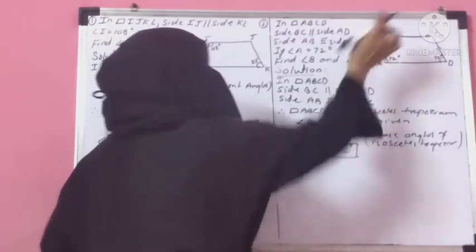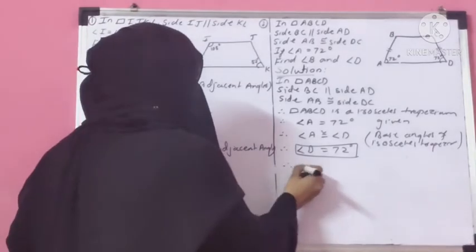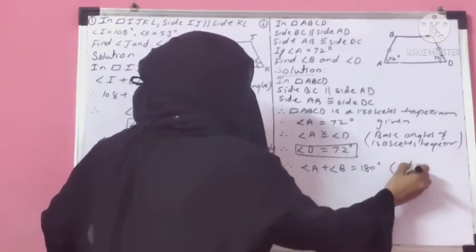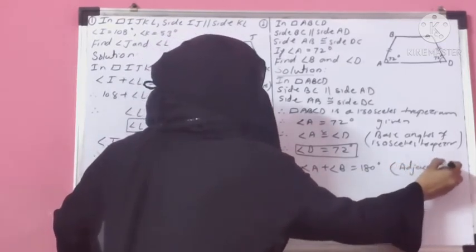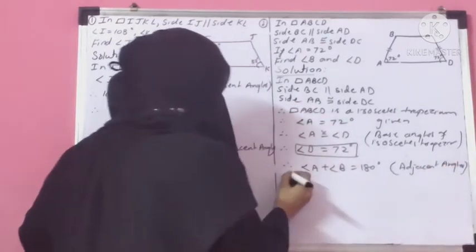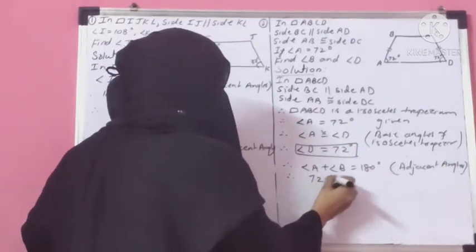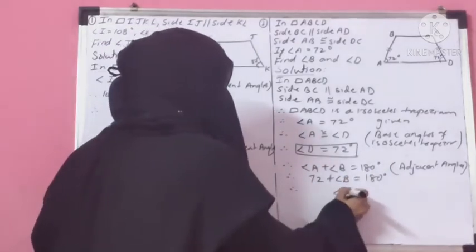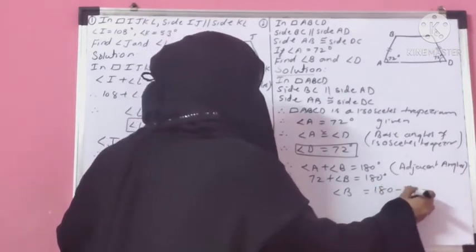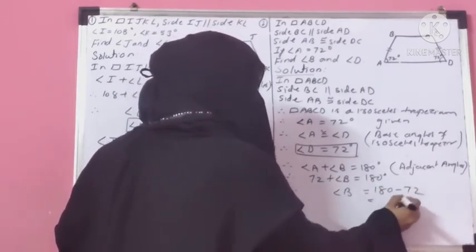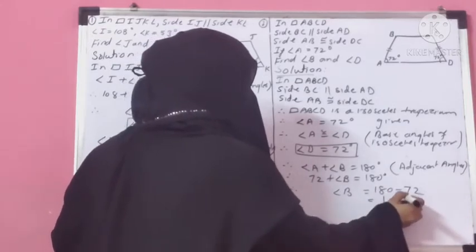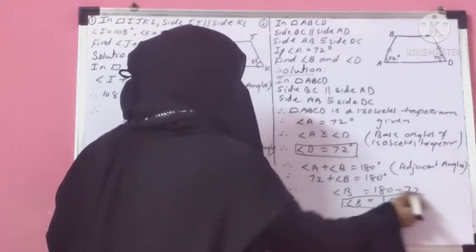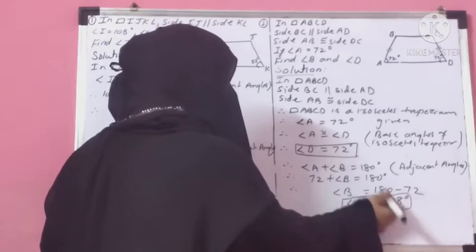The next is angle B. A and B are adjacent angles. So angle A plus angle B is equal to 180 degrees. Adjacent angles. Now substitute the values here. Angle A is 72 degrees, and angle B we have to find. So angle B is equal to 180 minus 72. 10 minus 2 is 8, 7 minus 7 is 0, so 108 degrees. So angle B here is 108 degrees.